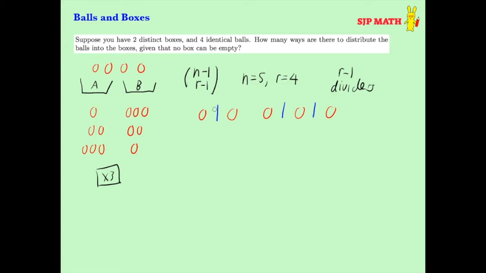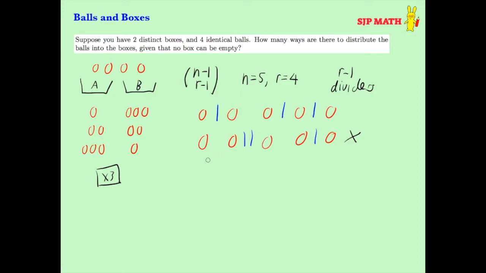But can we have more than 1 divider in the slot between 2 balls? So let's draw out our 5 balls again. If we have more than one divider in between 2 balls, then it means that a box is gonna be empty, and that doesn't meet the restrictions. So no, that does not work. So how do we find the number? So basically, we just have to find the number of ways to distribute these r minus 1 dividers among the intervals between the 5 balls.